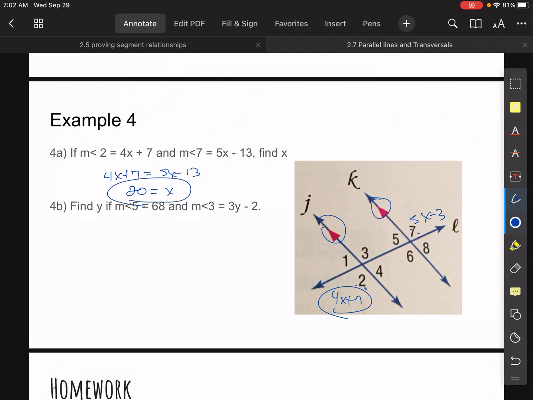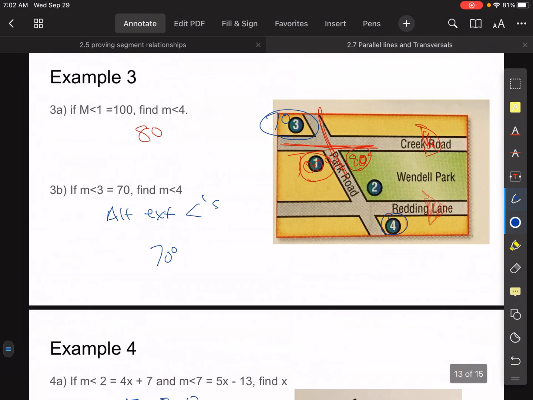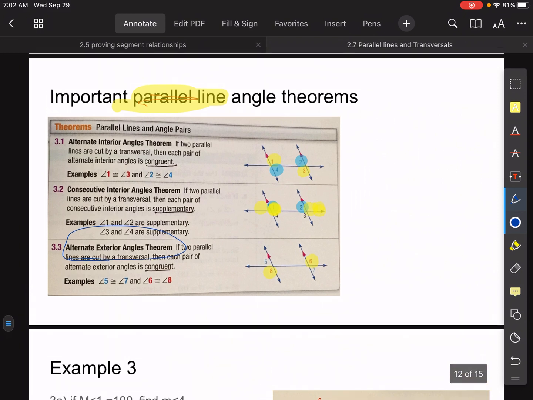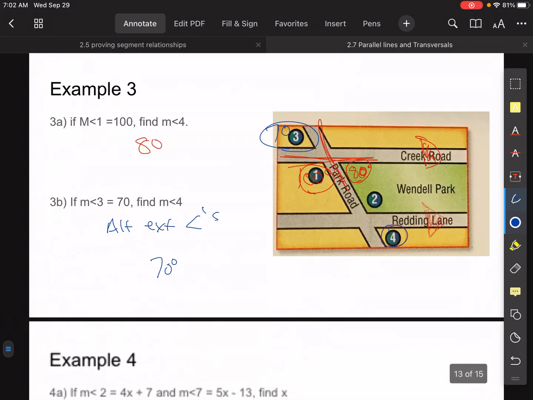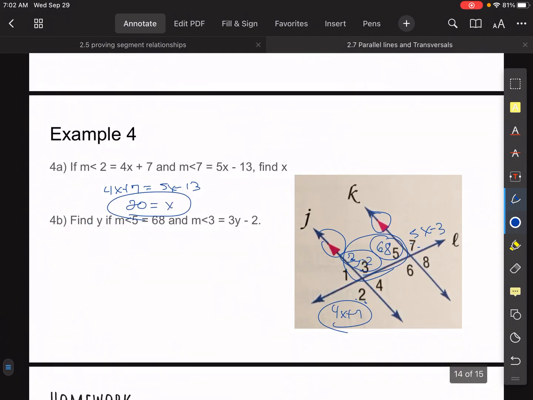For part b, I'll help you set it up and then you can finish it on your own. It says find y if the measure of angle 5 is 68. So if this is 68, and the measure of angle 3 is 3y minus 2, we know that together these have to equal 180, by our rule: consecutive interior angles are supplementary. So we can say 3y minus 2 plus 68 is equal to 180. Solve for that, and you're done.